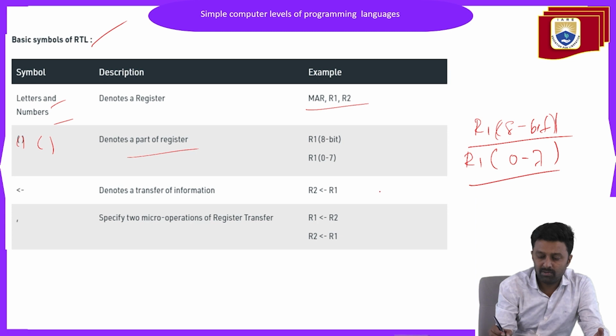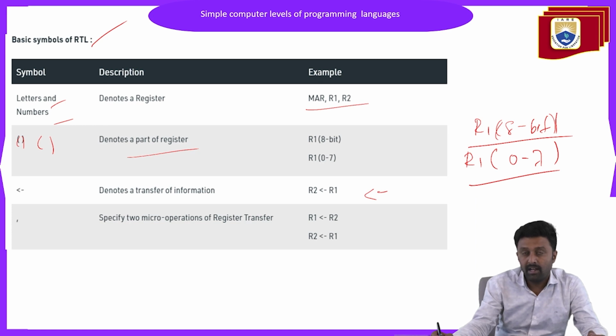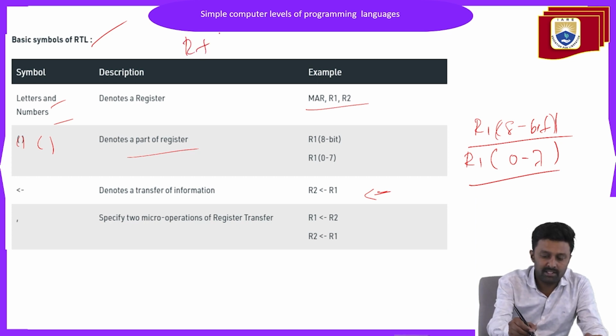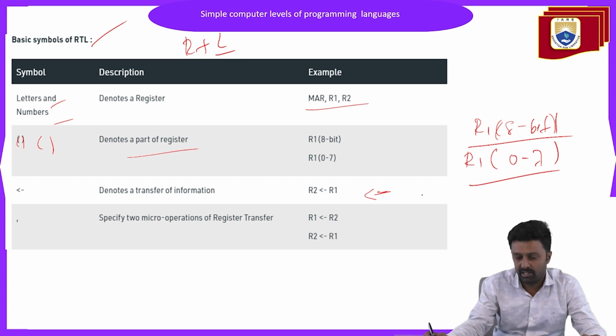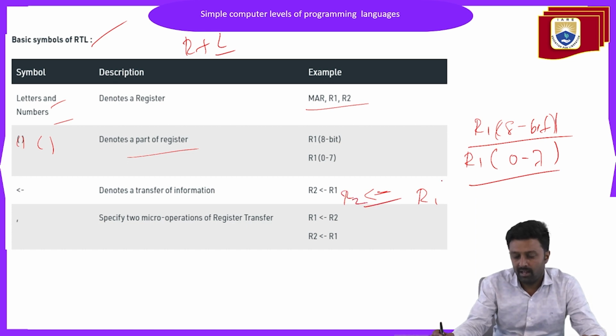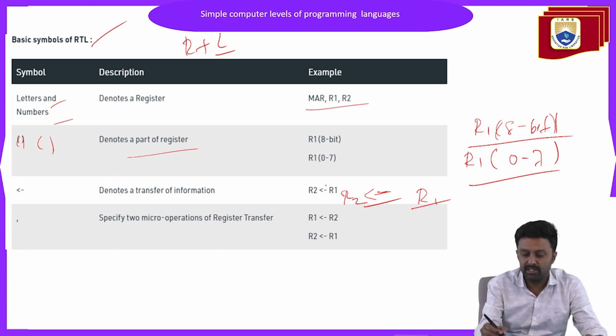Then this arrow mark towards the left will indicate the transfer of information from one register to another register. So in the register transfer language, these are the notations which are used. Let us say if I write R1 arrow R2, it will represent that the information present in the register R1 is moved to R2.